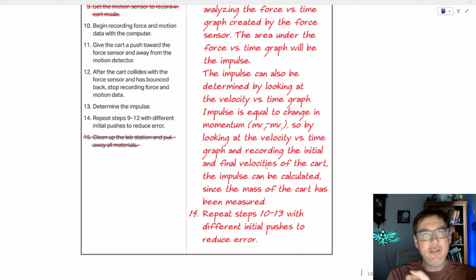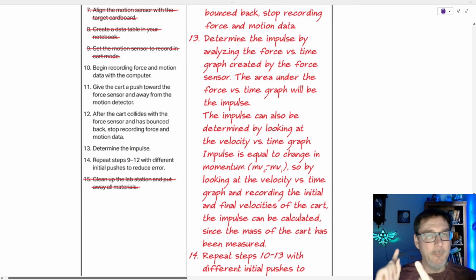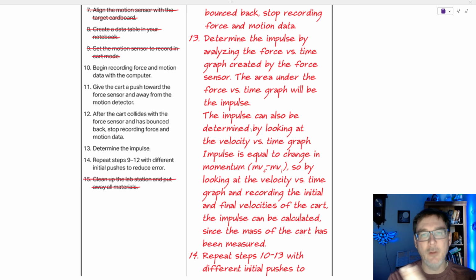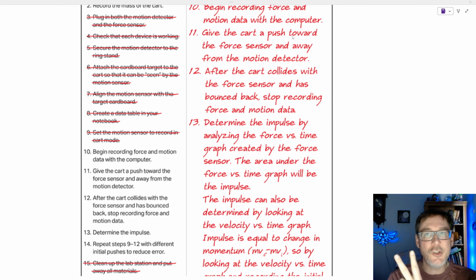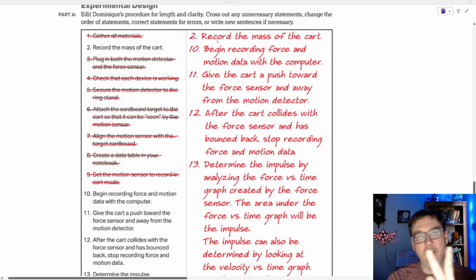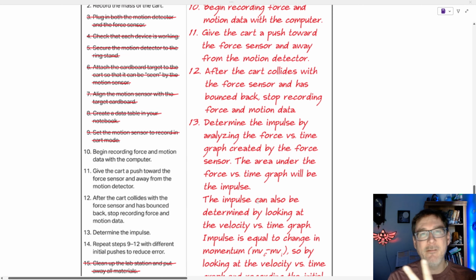what is the object you're going to be working with? The cart in this case, right? What are you going to do? Every step usually has a verb. Determine it. Stop recording. Give the cart a push. Begin recording. Step 2 is record. Every step should have a verb and a noun, an object.